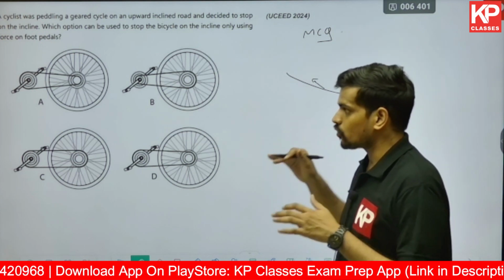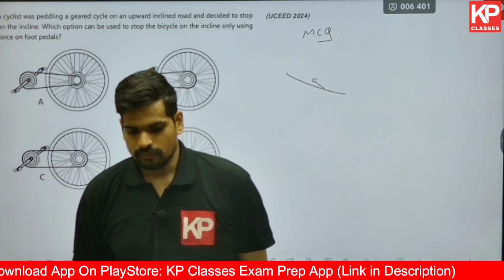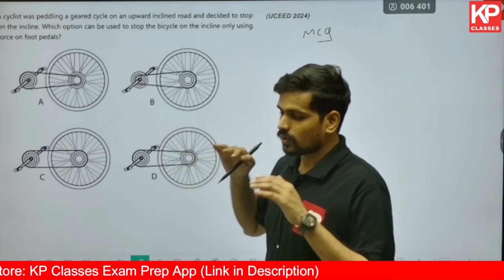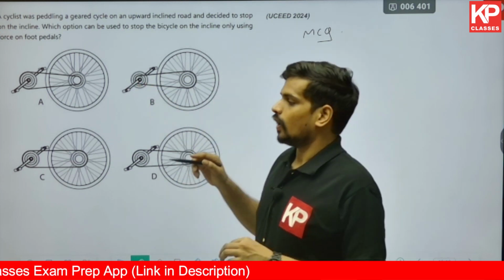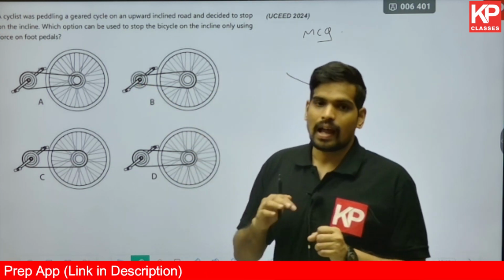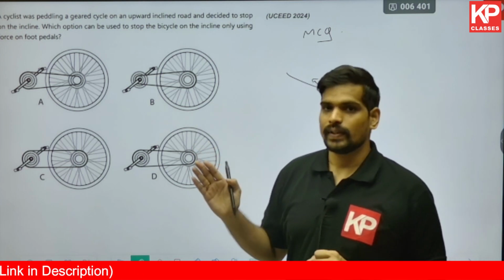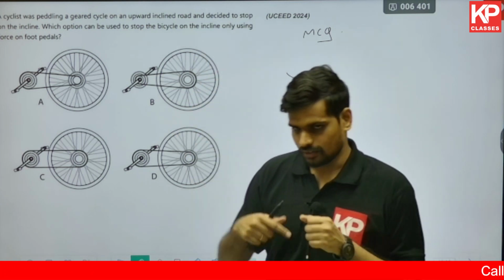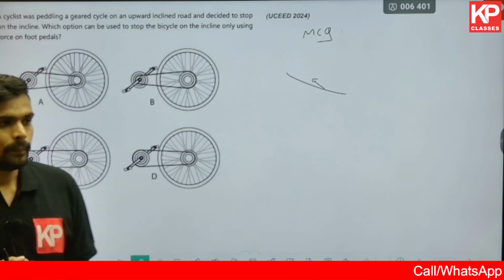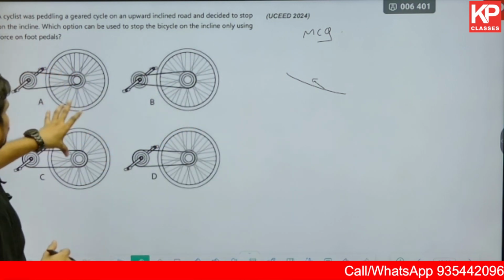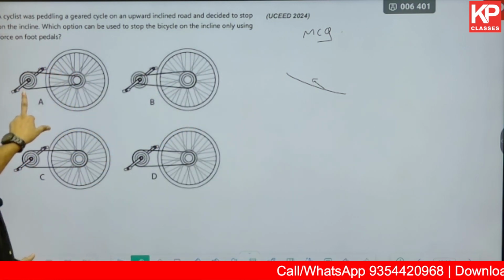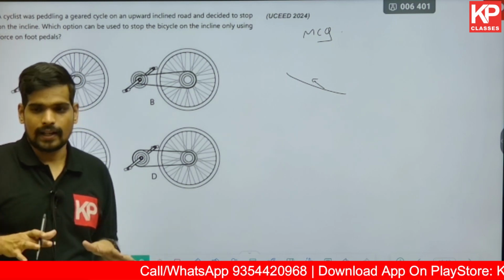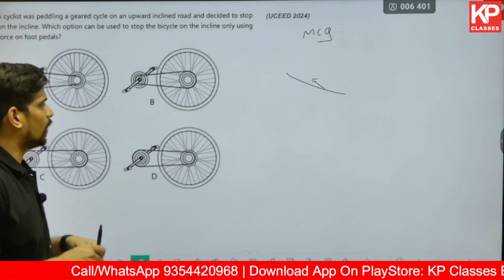Which position can stop? So basically the driver and the driven, you're applying force on the pedal, which is the driver here. Which position will apply a higher force on the driven wheel? The driven wheel is the wheel, basically the one which is connected to the tire, the back one, right? So if you observe the four options here, the driver is a larger one, the driven is a smaller one. You're applying force on a larger one and that is stopping a smaller one, right?